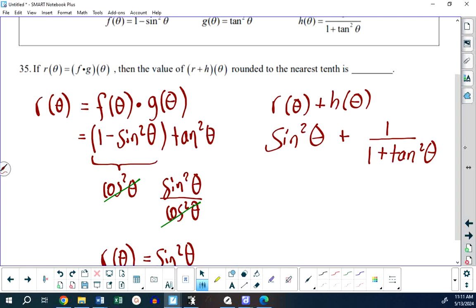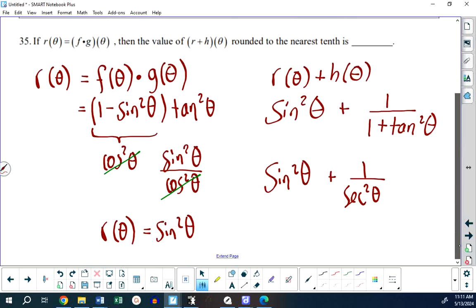I know we haven't been using our formula sheet, so looking around, nobody has it out, but is that correct? 1 plus tan squared is secant squared. All right? So this becomes sine squared theta plus 1 over secant squared theta. So that's sine squared theta plus cos squared theta, which is 1.